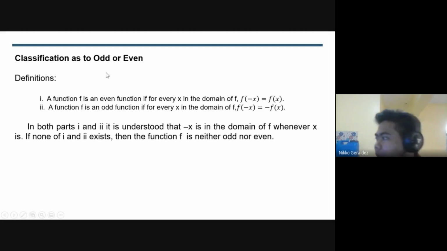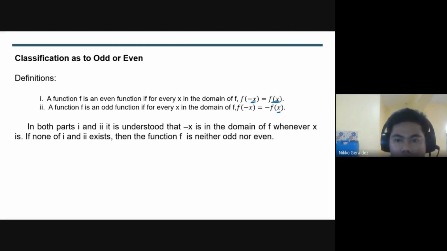Then, classification of function as odd or even. So we have two definitions. Definition 1: a function f is an even function if for every x in the domain of f, f of negative x equal to f of x. So if we evaluate the function at negative x, and the resulting function is f of x, the function is even. Then definition 2: a function f is an odd function if for every x in the domain of f, f of negative x equal to negative f of x. So that is an odd function.